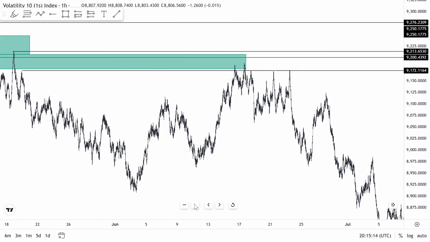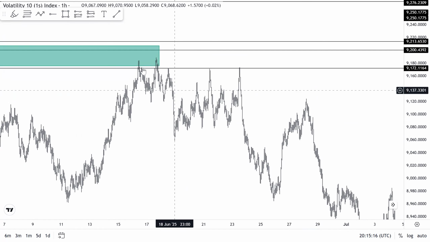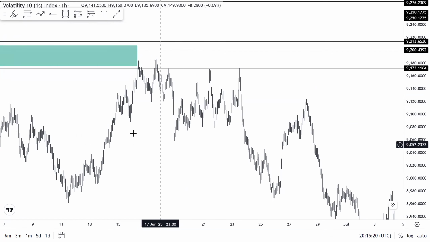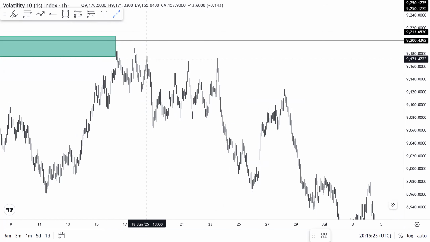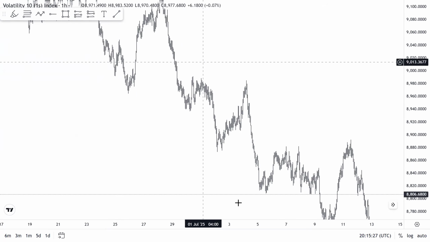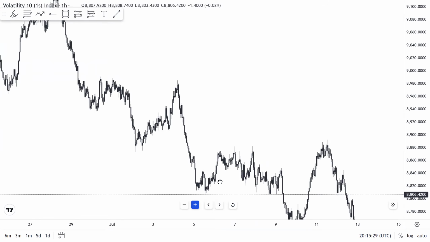All you just need to do is just to be what? Patient. What we have right here, we had a sweep of this liquidity, break of structure. Market came to take out the structural liquidity again, right? Right here again. So you can see that price has been respecting what? The sales. Sales, sales, sales, sales.